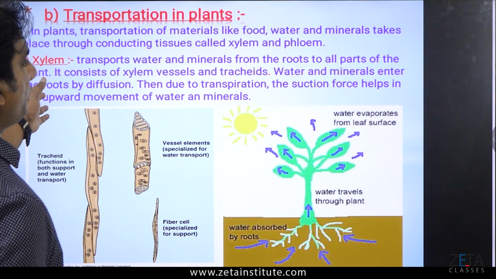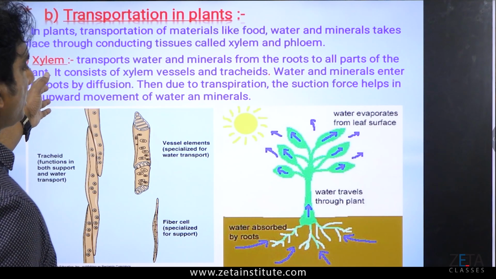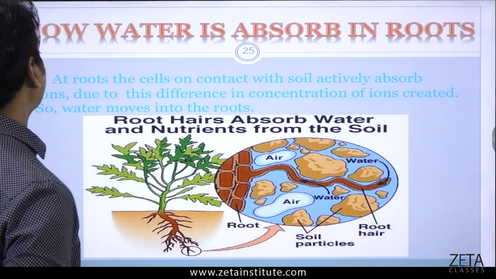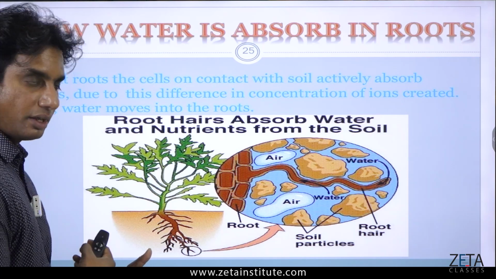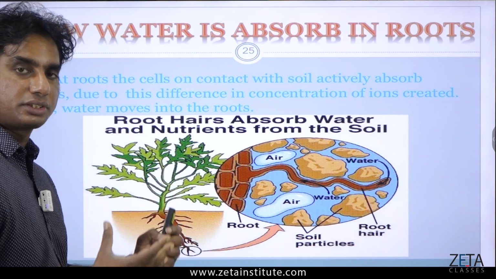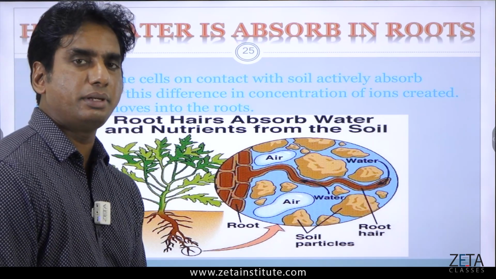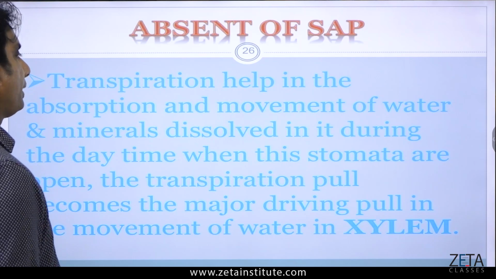Xylem is especially for water conduction from the roots to all the parts of the body through tracheids and vessels. And at the roots, the cells in contact with soil actively absorb ions. Due to this, a difference in concentration of ions is created and hence the water moves to the roots. So capillary action, suction forces, transpiration pull, so many theories are there. When you study anatomy in grade 11, you will understand better. Now just remember about xylem and phloem.